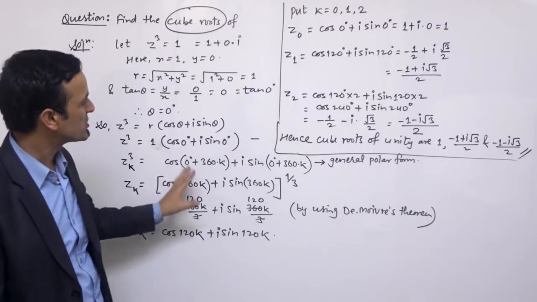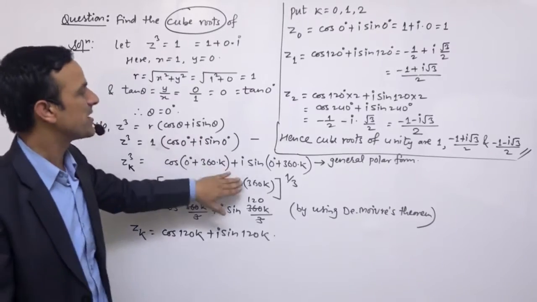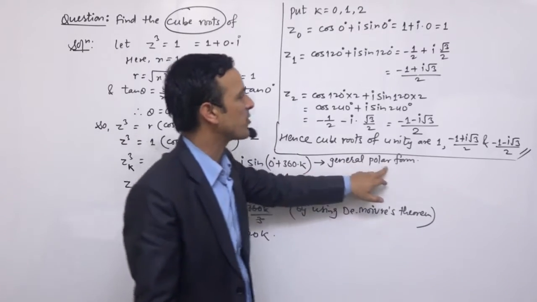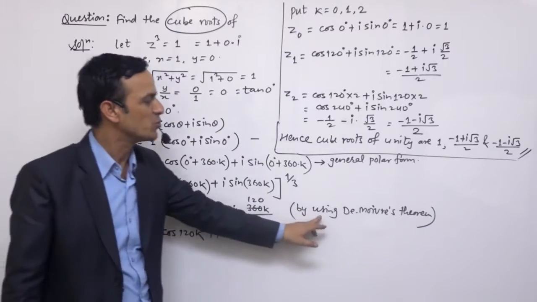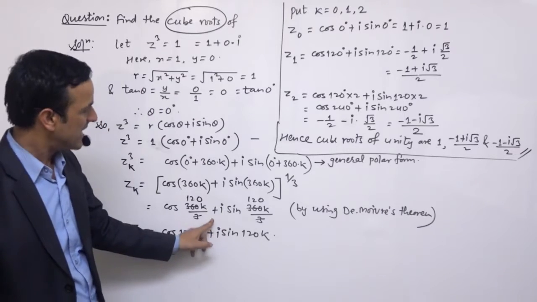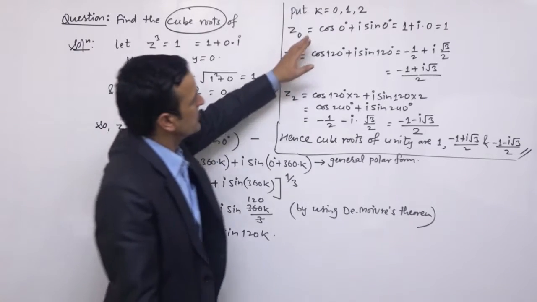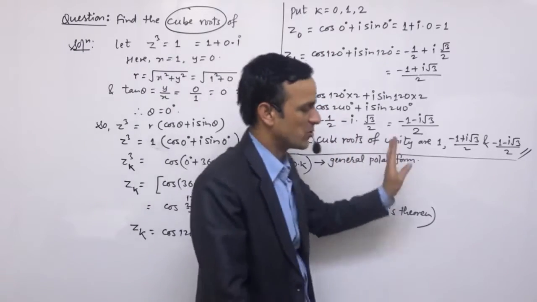So for this, first of all we should convert the question into polar form. Then after we can change into general polar form. We have to generalize. Then after we can use de Moivre's theorem in terms of k, and we can put the value of k as 0, 1 and 2 turn by turn. So finally we get the solution.